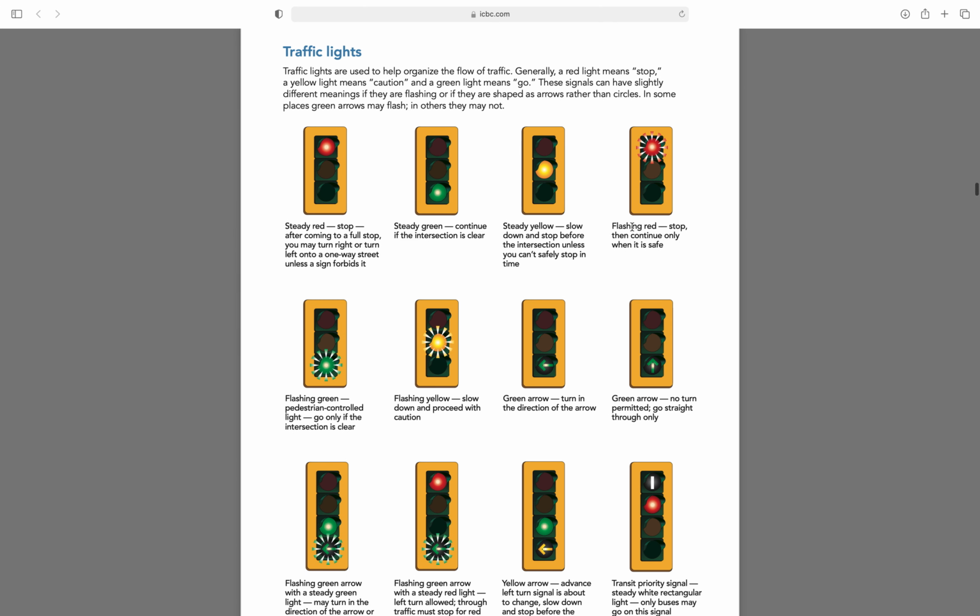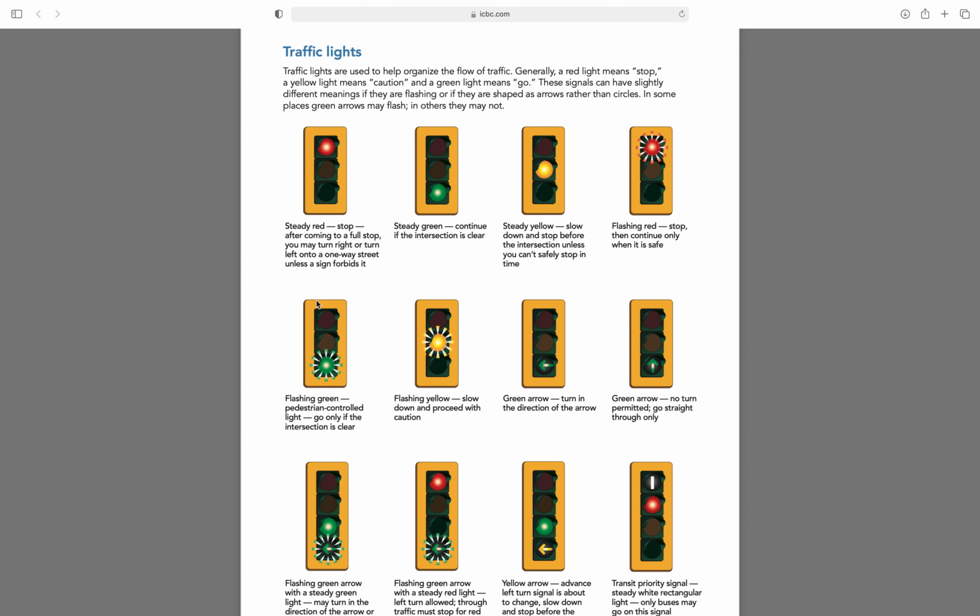Traffic lights. I feel like most people know traffic lights already just as observers, but these are used to help organize the flow of traffic. Generally, red light means stop, yellow light means caution, green light means go. These signals have different meanings if they are flashing or if they're shaped as arrows rather than circles. And in some places, green arrows may flash, and in others, they may not. So again, just get to know your local area.